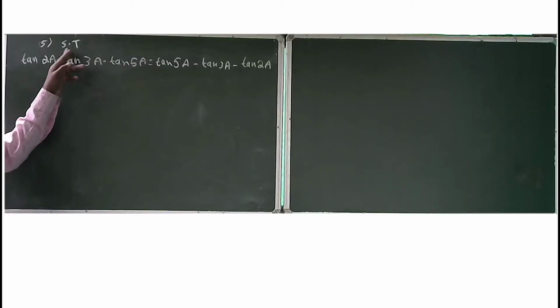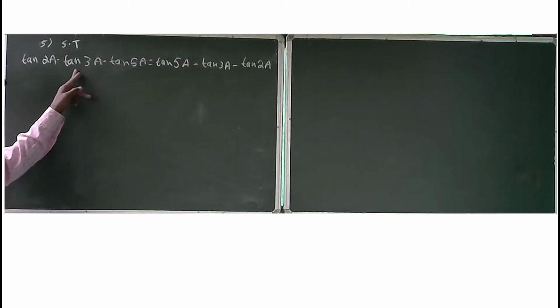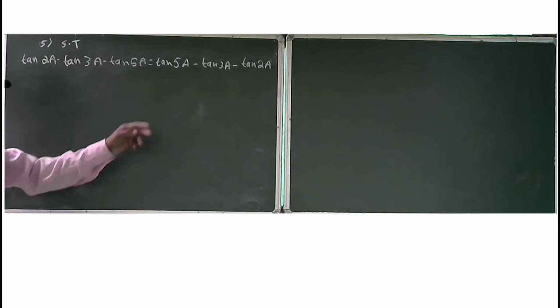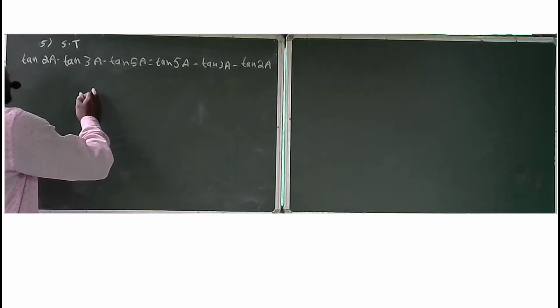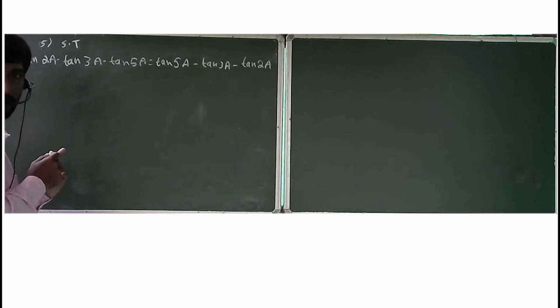Next question: show that tan 2a into tan 3a into tan 5a is equal to tan 5a minus tan 3a minus tan 2a. It's one important question. Here you are not proving by taking the LHS value. To solve this type of problem, you use a different method.